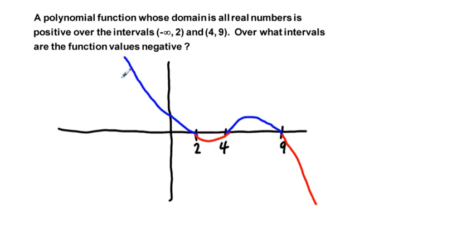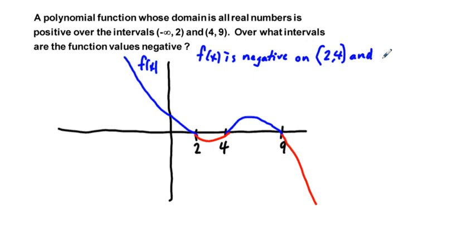So, over what intervals are the function values negative? Well, just by analysis, if we call this function f of x, f of x is negative on the intervals, using interval notation, 2 comma 4, and also 9 to infinity. So that would be where the function f of x is negative.